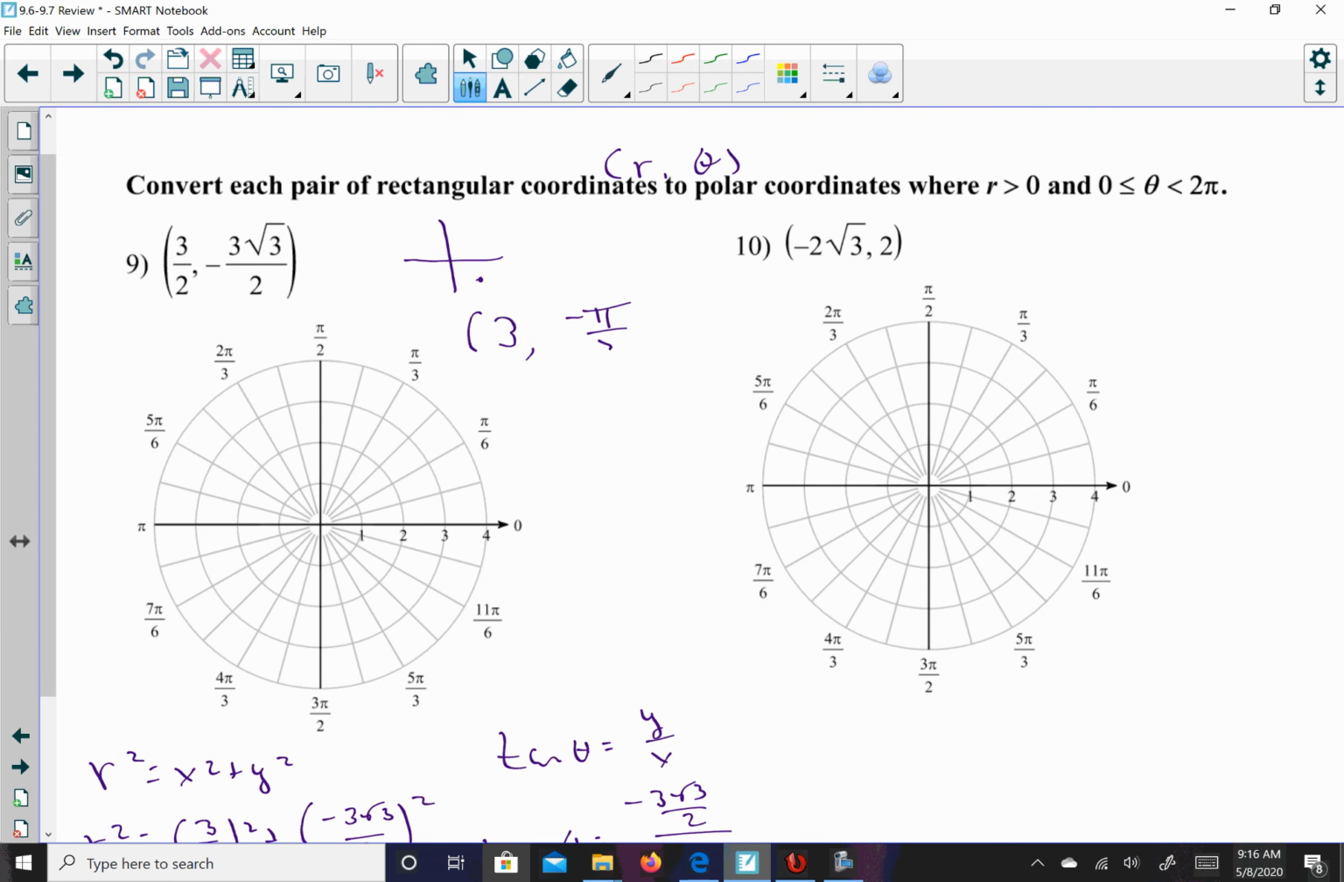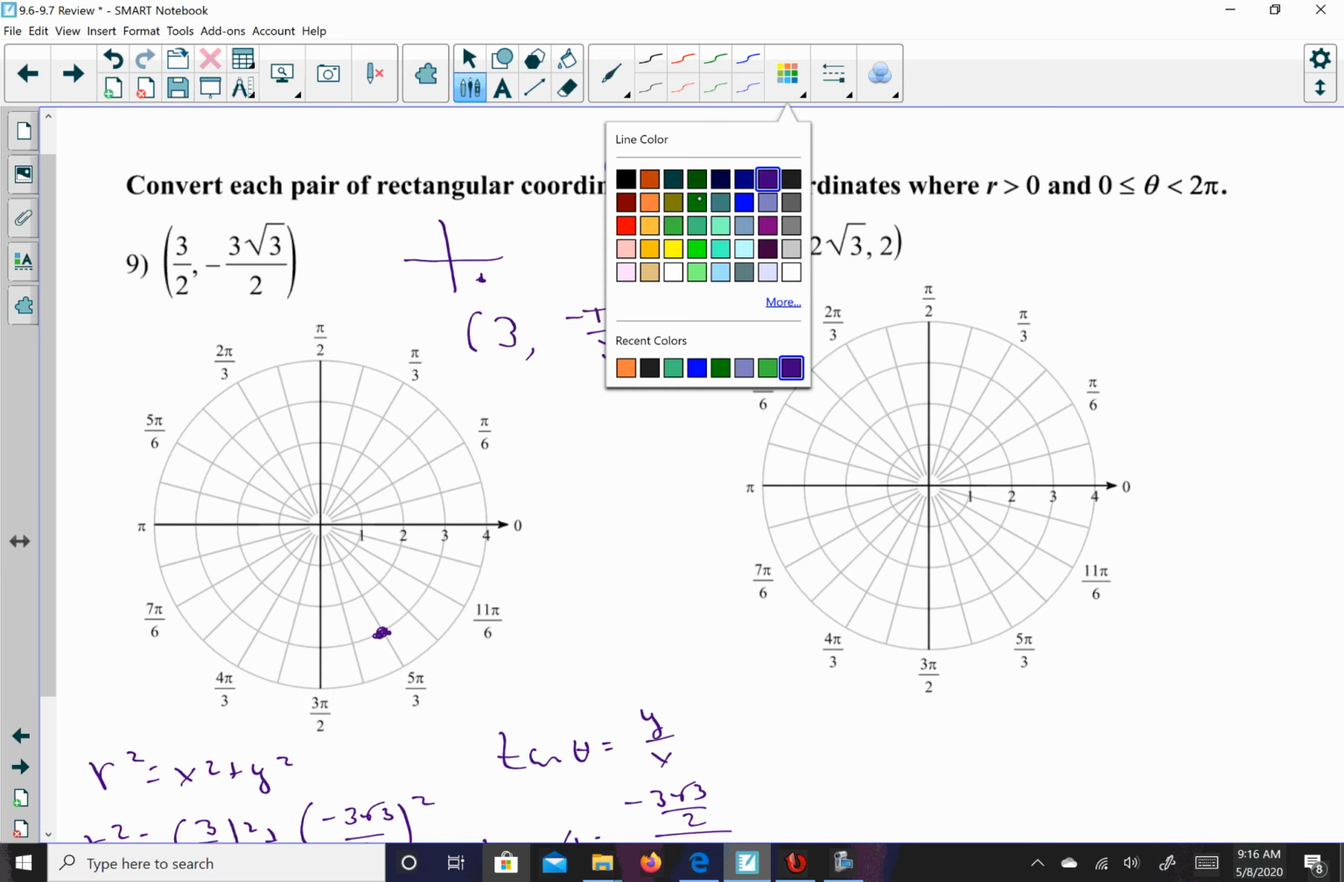Well, think about graphing this. If I were graphing it, I would go negative pi over 3. Should be here. So that is going to be in the 4th quadrant, which matches what I thought the point should be. So I'm good with that one.